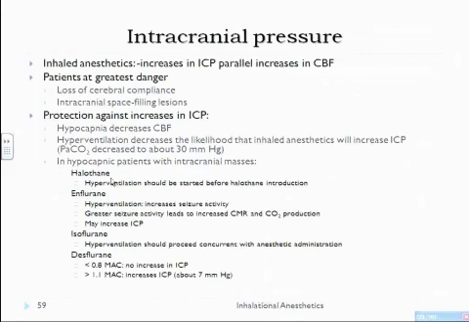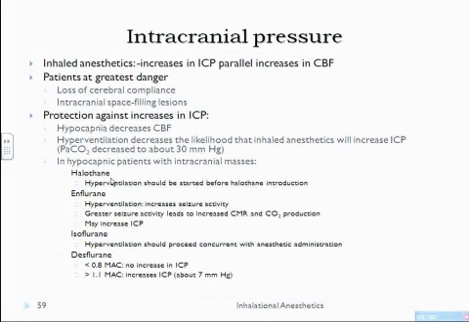Intracranial pressure is basically an increase in ICP, but also increases in cerebral blood flow. Patients at greatest danger of this, of course, are patients that have low cerebral compliance and patients with intracranial mass lesions. Protection against increases in ICP can be achieved by hyperventilating the patient, which drives a hypocapnia. So hyperventilation decreases the likelihood of an ICP increase with inhalational agents. In hypocapnic patients with an intracranial mass, this applies to halothane: the patient has to be hyperventilated prior to initiation, otherwise the ICP will rise.